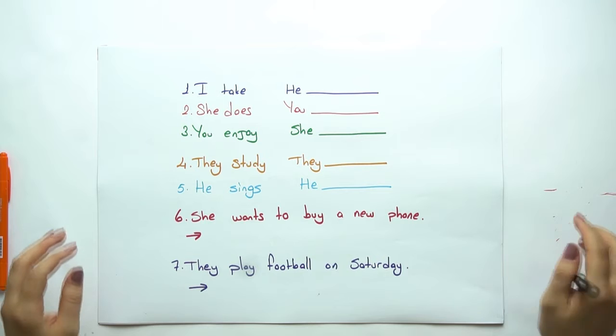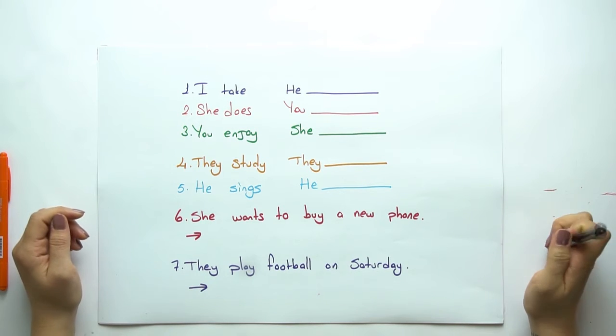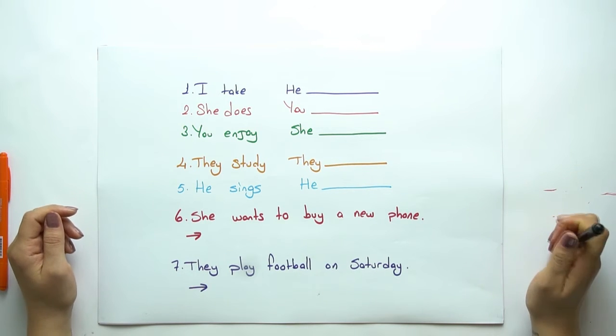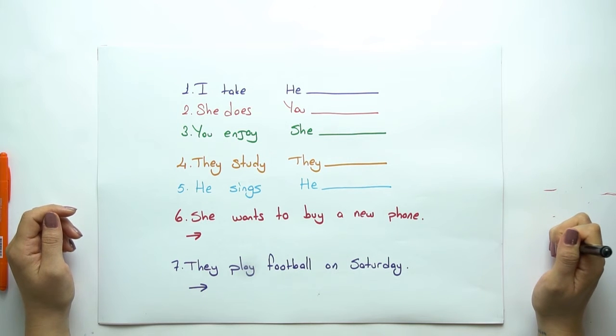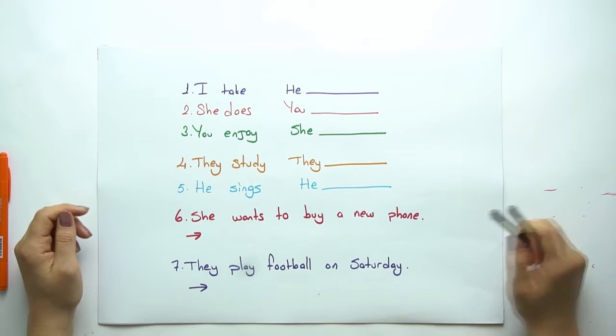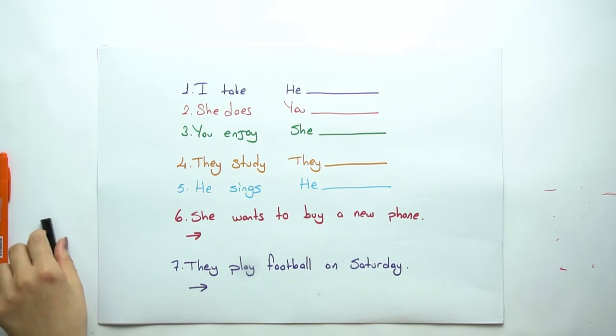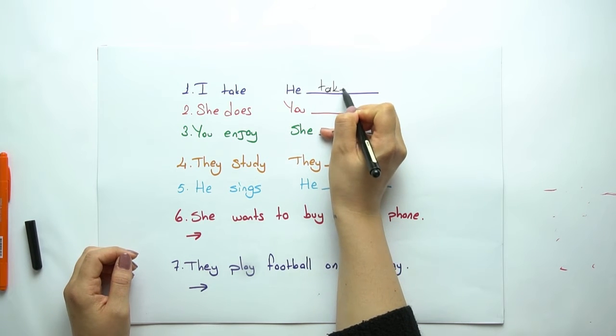Here we go. First one, in the first activity, now we will change it according to his subject. So as you know, with he, she and it subject pronouns, we always add s to the verb. So here, for take verb, it should be he takes.